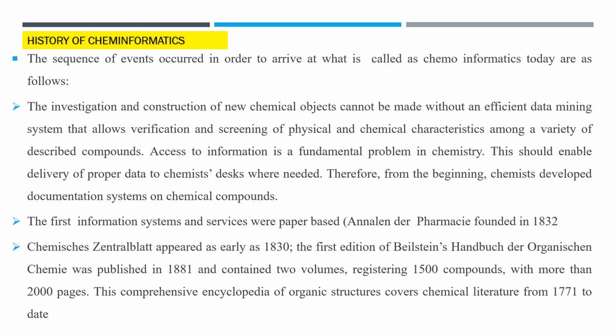Now we shall look into the origin of chem informatics, or the history of chem informatics. The sequence of events that led to the culmination of this subject is as follows. Basically, efficient data maintenance was needed for the physical and chemical characteristics of described compounds. So, documentation was the need of the hour among chemists. Proper data needed to be monitored among the chemists.